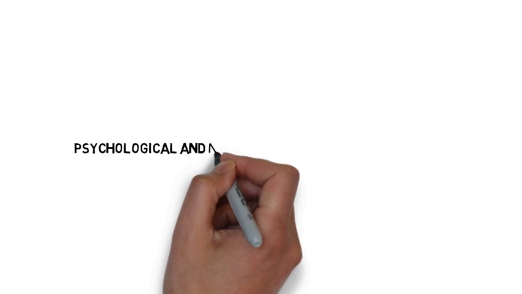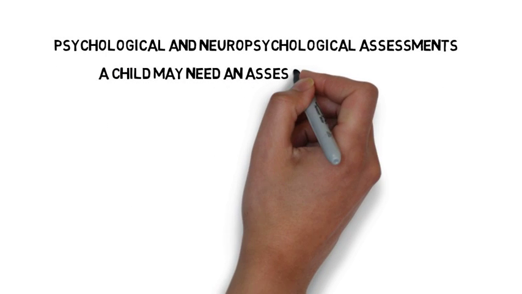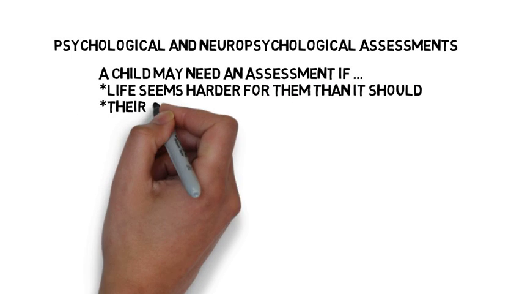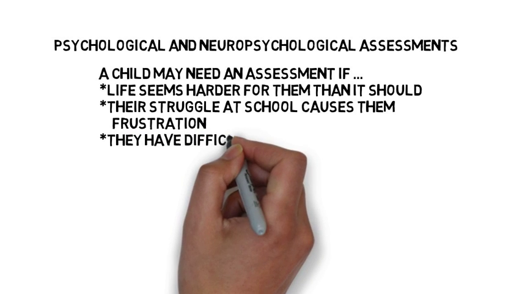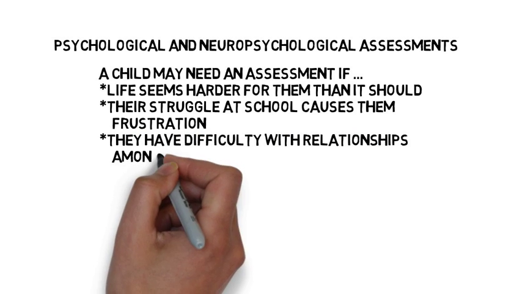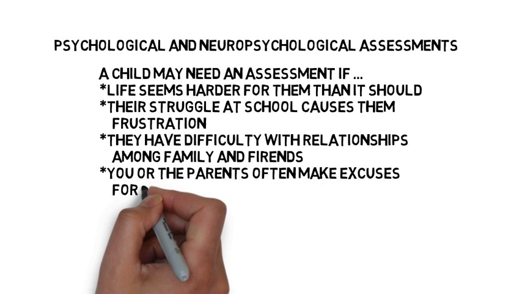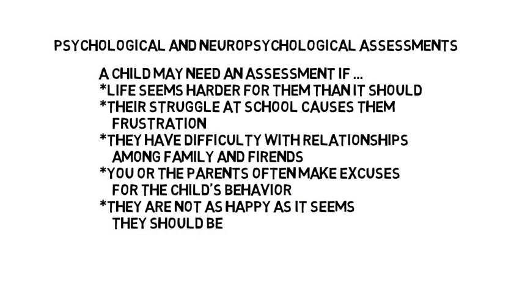In this video, we are going to look at psychological and neuropsychological assessments. Some signs that a student might need an assessment include they are having a harder time with life than you would expect, they become frustrated by their struggles at school, they have a hard time maintaining relationships with family and friends, you or the parents often end up making excuses for their behaviors, or they are not as happy as it seems they should be and there is no apparent reason why.